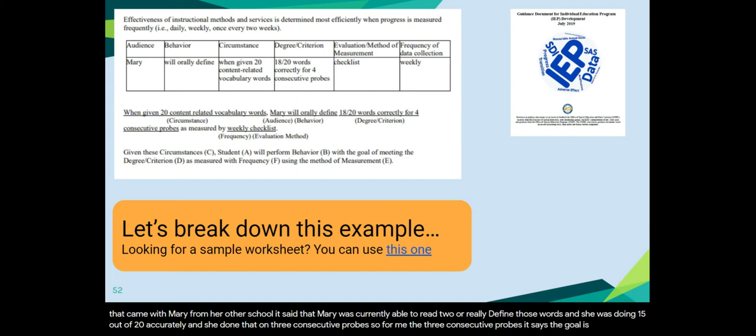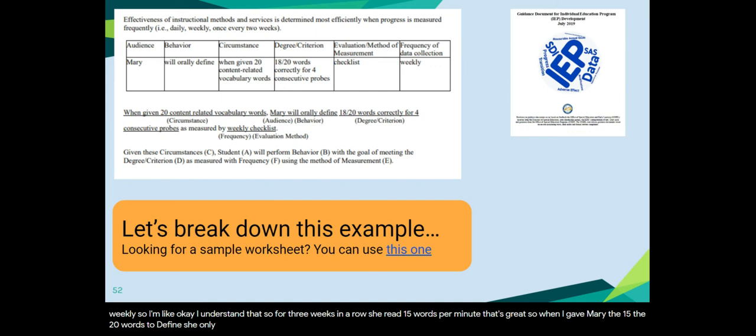So I'm like, okay, I understand that. So for 3 weeks in a row, she read 15 words per minute. That's great. So when I gave Mary the 20 words to define, she only read 4 of them and defined them correctly. And I thought, what in the world?